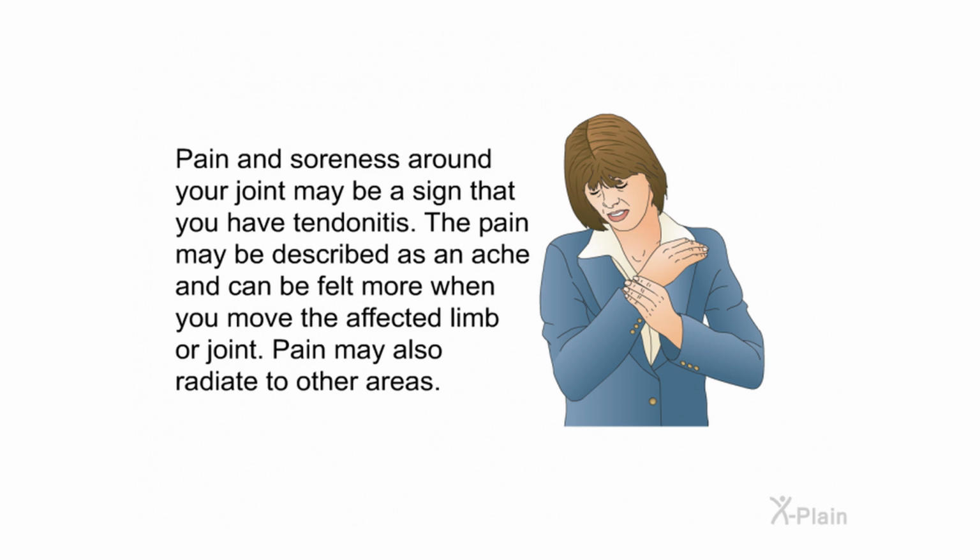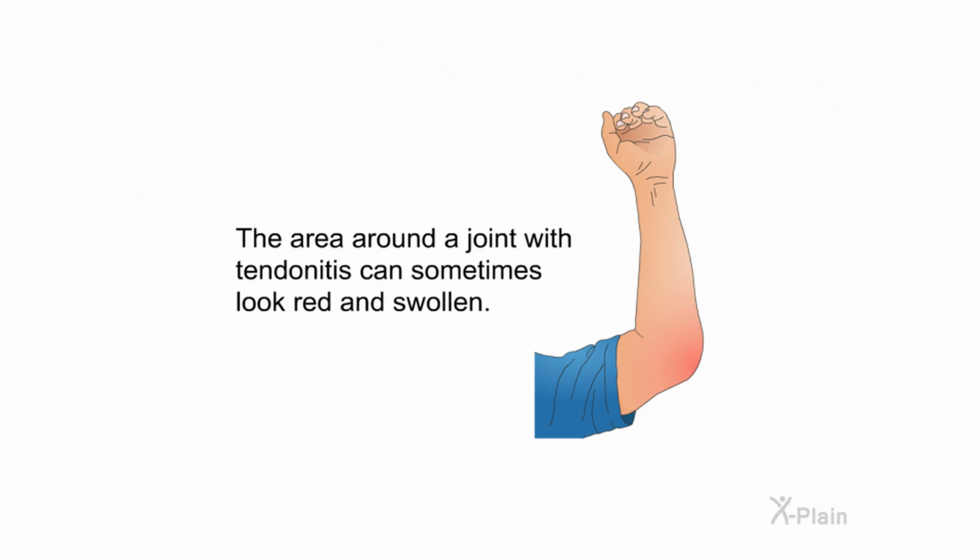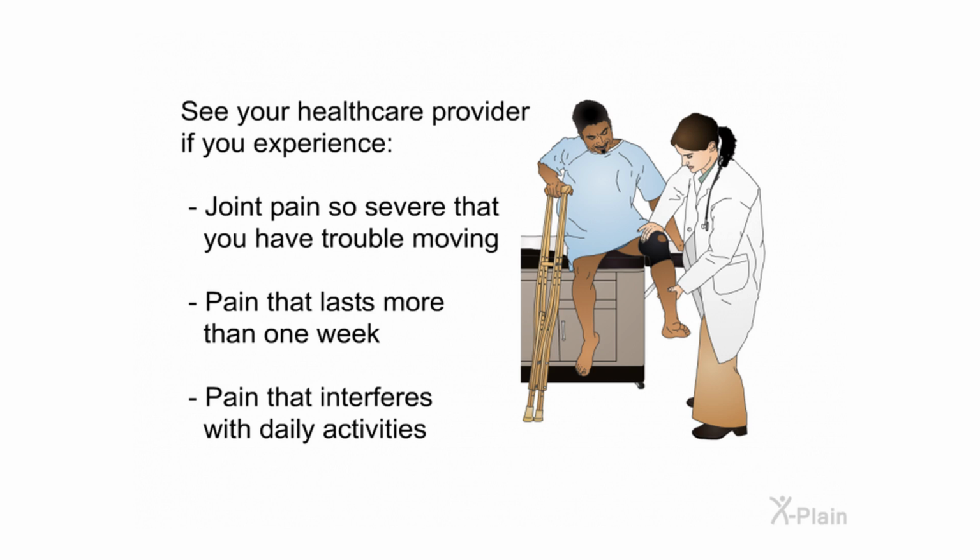Pain and soreness around your joint may be a sign that you have tendinitis. The pain may be described as an ache and can be felt more when you move the affected limb or joint. Pain may also radiate to other areas. The area around a joint with tendinitis can sometimes look red and swollen. See your healthcare provider if you experience joint pain so severe that you have trouble moving, pain that lasts more than 1 week, or pain that interferes with daily activities.